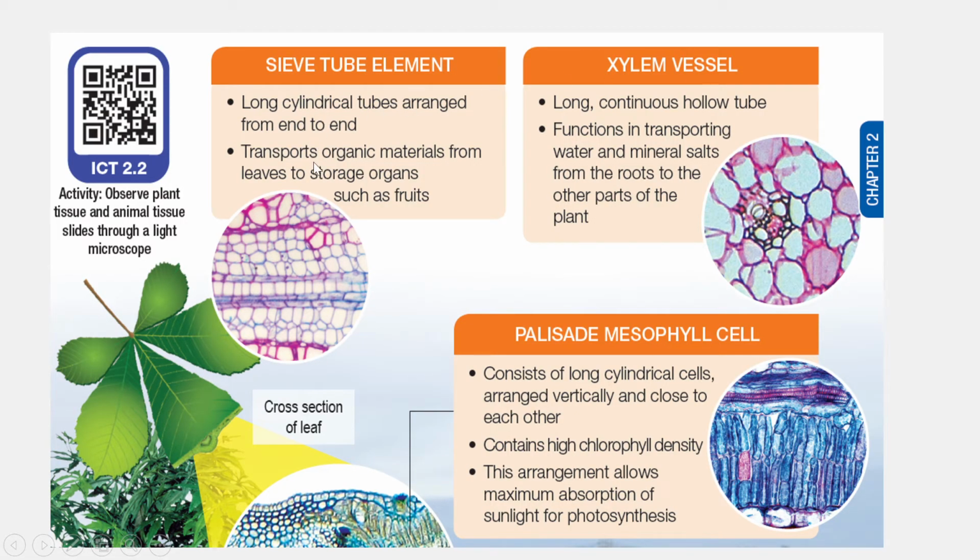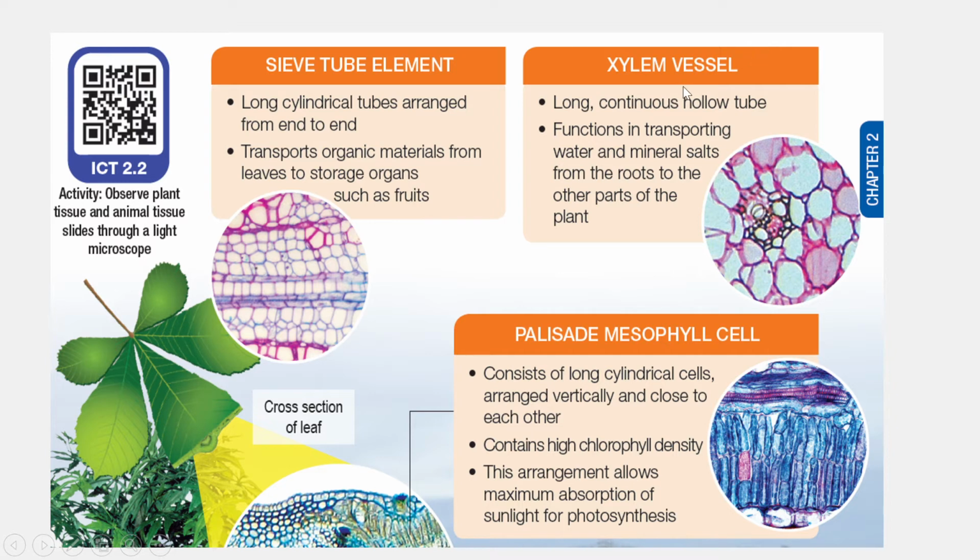Okay, so this is the picture showing the sieve tube element, which is like a tube, long cylindrical tubes arranged from end to end, transporting organic materials from where to where? Since photosynthesis happens at the leaves, it is from the leaves to other storage organs such as fruits or other parts of the plants.